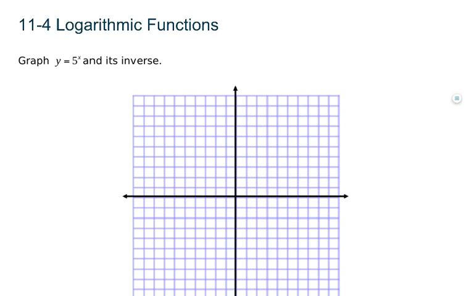So I'll start with 5 to the 0 power, which is 1. 5 to the first power is 5. 1, 2, 3, 4, 5. 5 to the second power is 25, so it's way too high off the graph. 5 to the negative first power is 1 over 5, and 5 to the negative second power is 1 over 25.